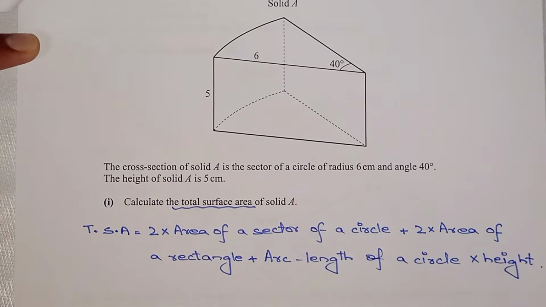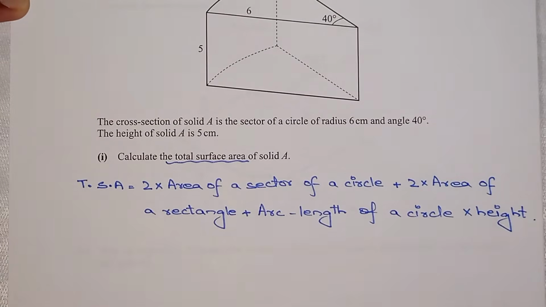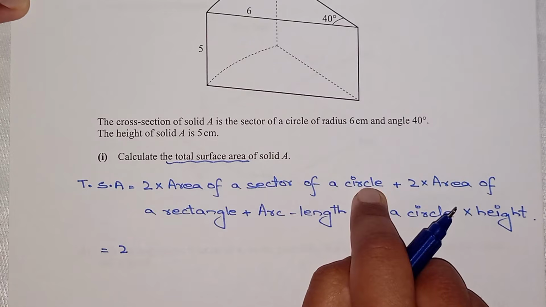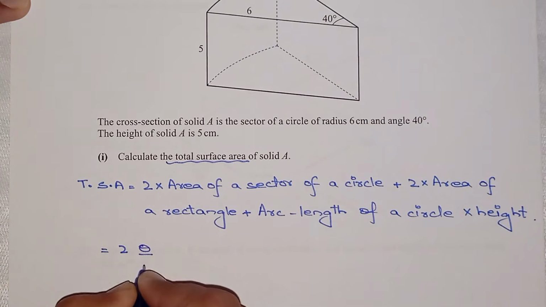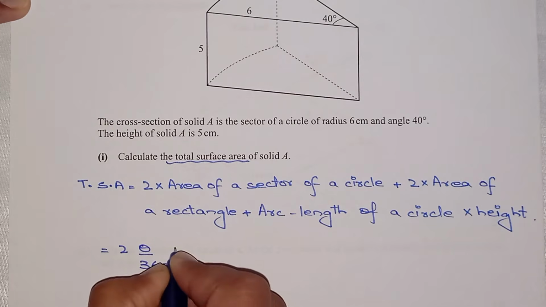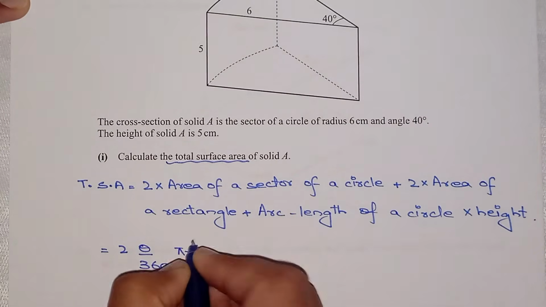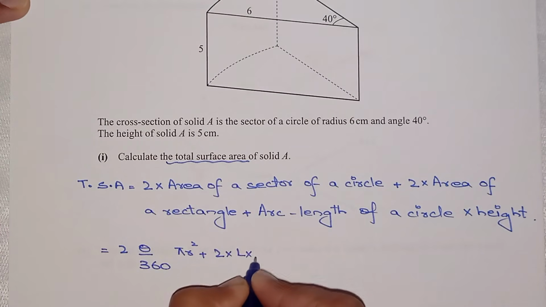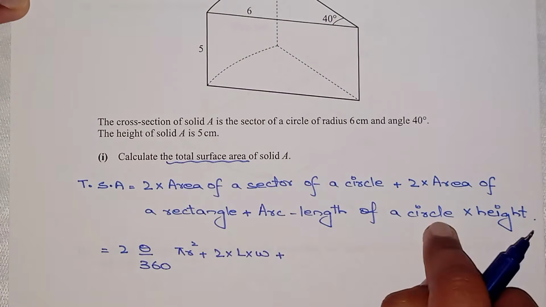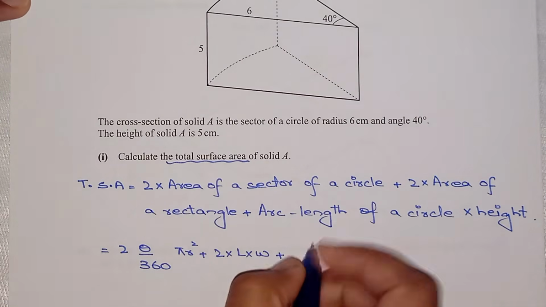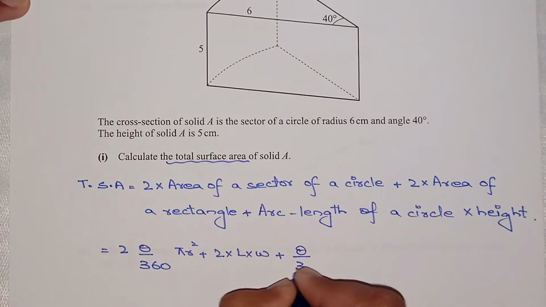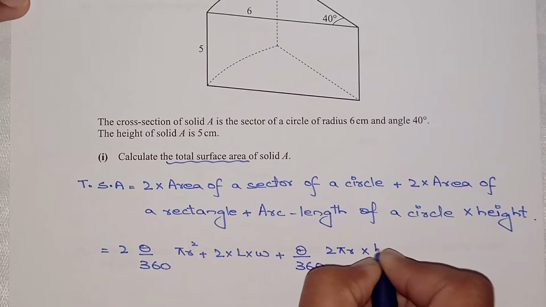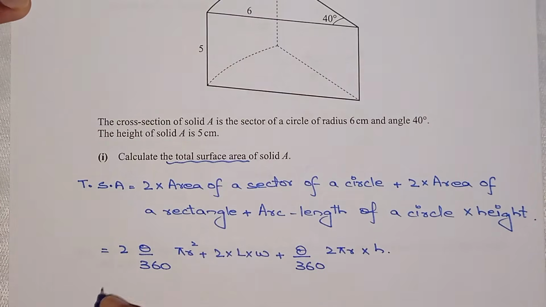Okay, so let me write down all the formulas. The total surface area would be 2 times the area of a sector of a circle. The area of a sector of a circle is theta divided by 360 times pi r squared, plus 2 times the area of a rectangle, so 2 times length times width, plus the arc length of a circle. The formula for the arc length is theta divided by 360 times 2 pi r, and then times the height, right? So let me substitute all the values.